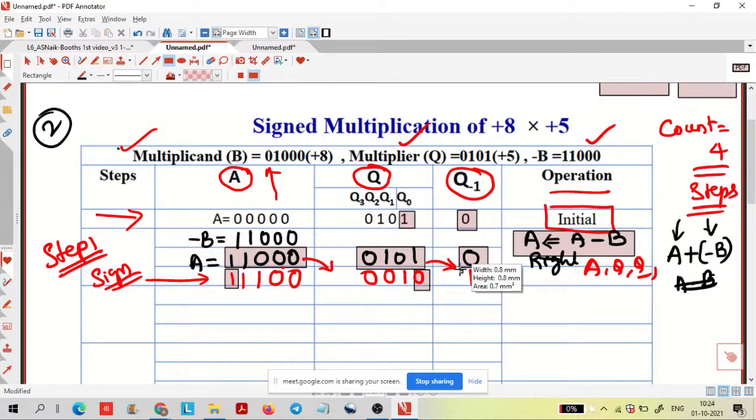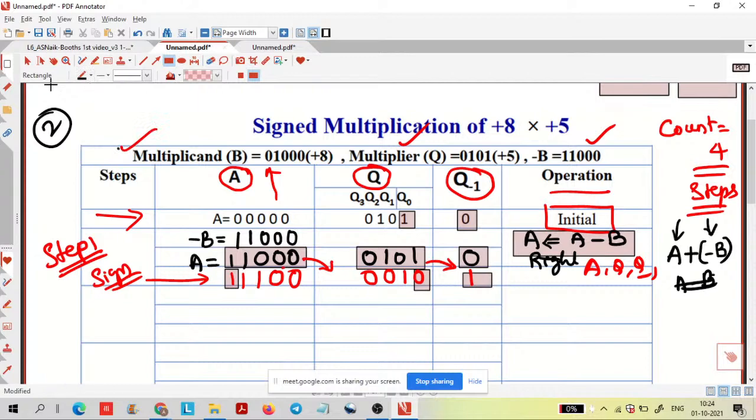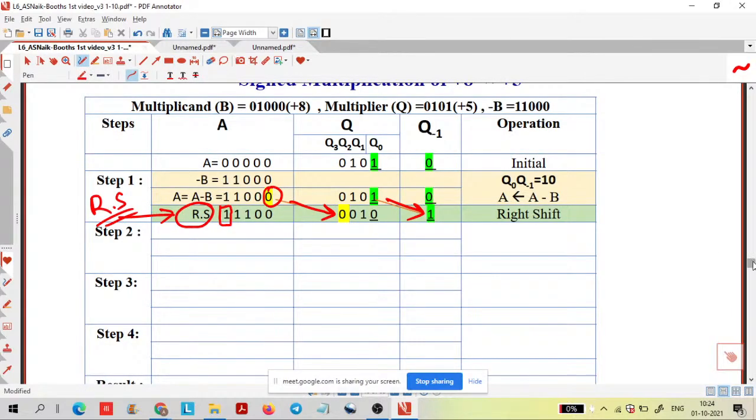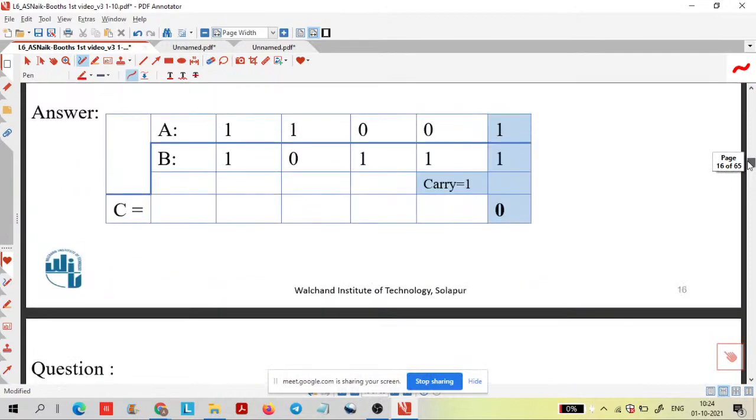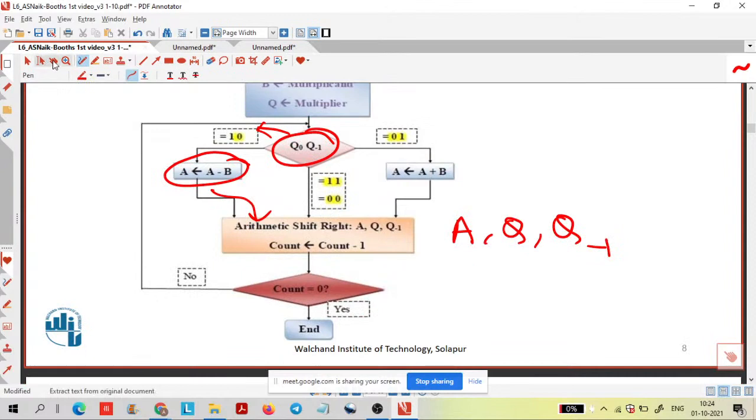q naught and q minus 1. Q naught and q minus 1, again for the next step you have to compare. Why? Because this is the algorithm here. So you have completed this. Then the count will be decremented. Now in our case, the multiplier count is 4 steps, 4 bits. So now 4 minus 1, 3, so still the count is not equal to 0.